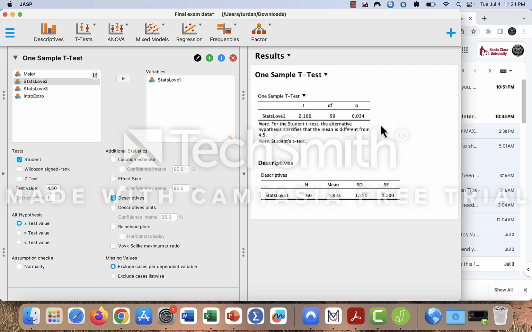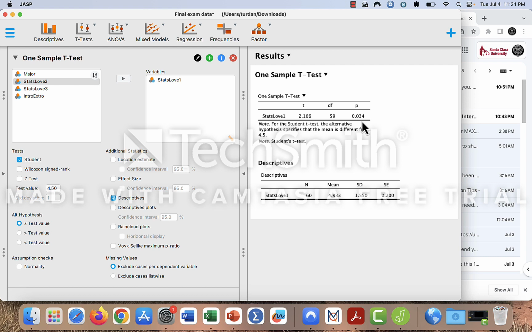So here's what we know. The p-value is the probability of getting a sample mean this different from the population mean by chance. And the probability of getting this difference between the sample mean and the population mean of this size by chance is 0.034. So about 3 times out of 100 is how often you would expect to get a sample mean this different from the population mean by chance.